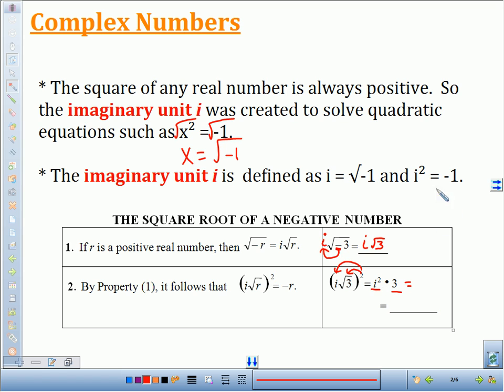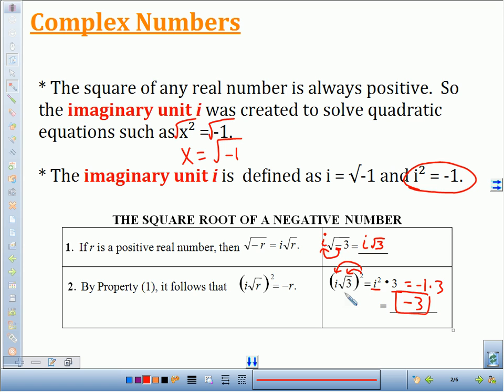Well, i squared, by definition, is negative 1. So i squared times 3 is negative 1 times 3. Negative 1 times 3 then is negative 3. And that's how we get there.